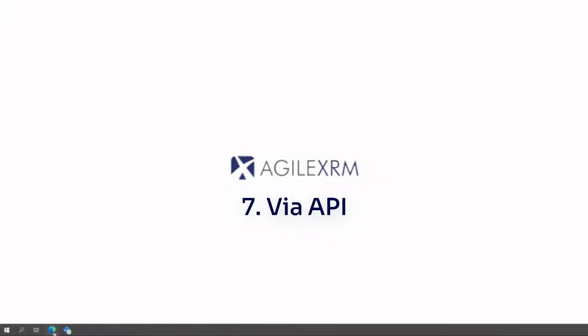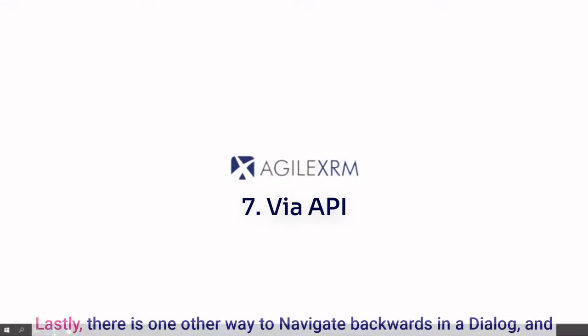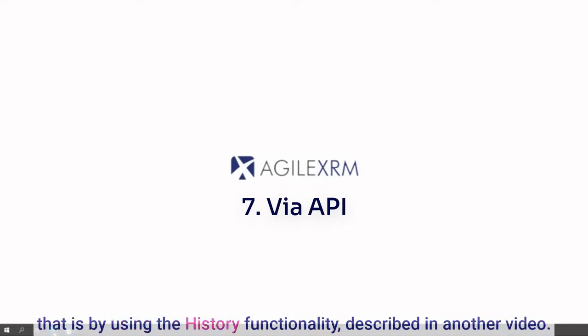Via API. There are methods in the JavaScript API to trigger a next or back action. Lastly, there is one other way to navigate backwards in a dialog, and that is by using the history functionality, described in another video.